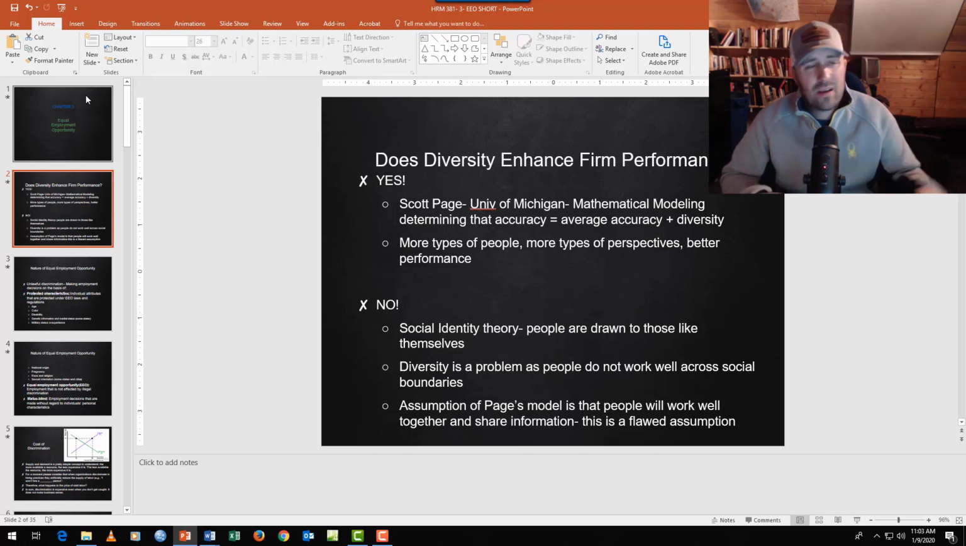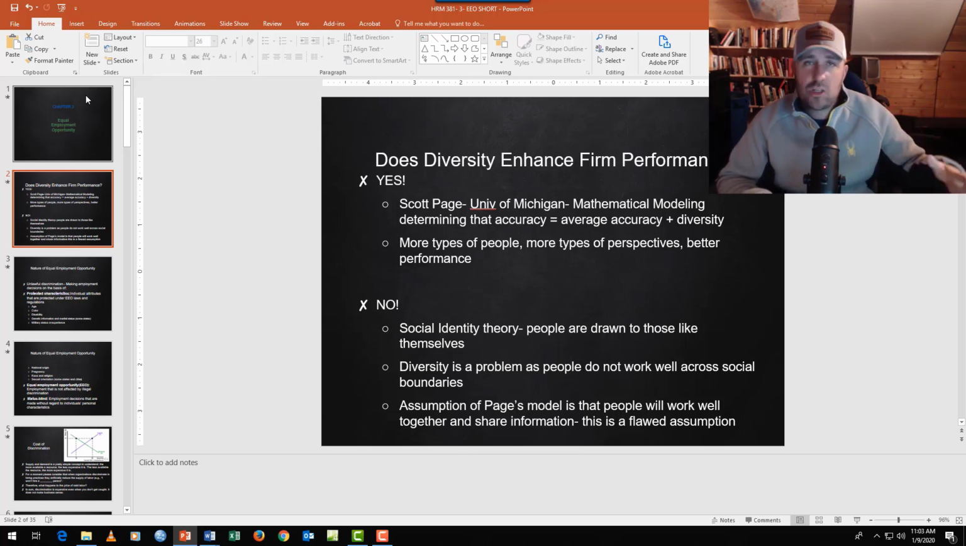So I think the bottom line here is, does diversity just automatically plug in? Does diversity enhance performance? No. But can diversity enhance performance? Absolutely. It depends on how you manage it. And a lot of how you manage it will land in the lap of a manager, specifically a human resource manager. So as we go through, I want to keep this in mind.